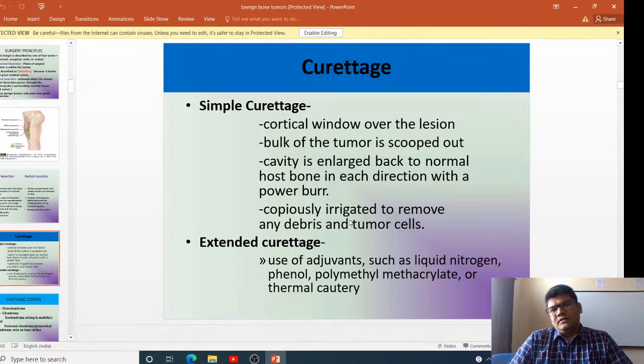So another thing is curettage: simple curettage and extended curettage. Simple curettage is a cortical window over the lesion. The bulk of the tumor is removed. The cavity is enlarged back to normal host bone in each direction with a power burr, and it is copiously irrigated to remove any debris or tumor cells. Extended curettage is by use of adjuvants like liquid nitrogen, phenol, polymethyl methacrylate, and cautery.